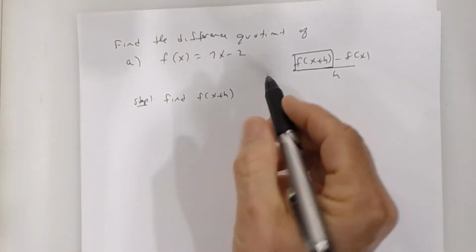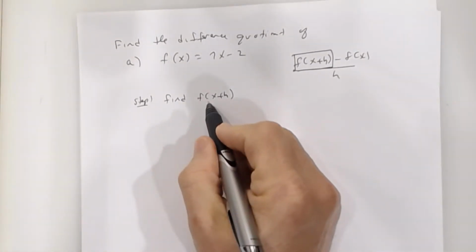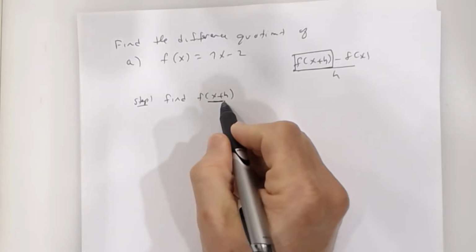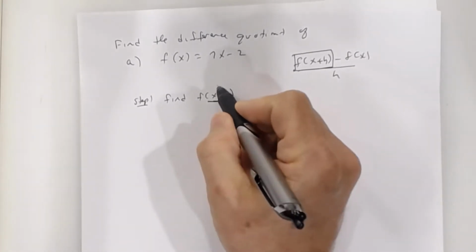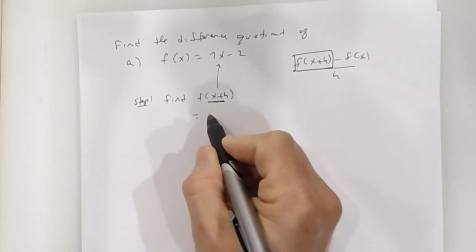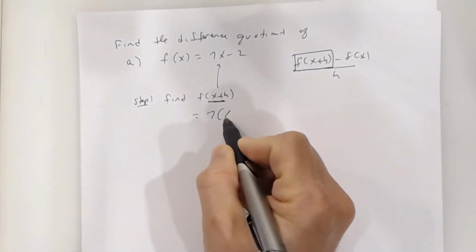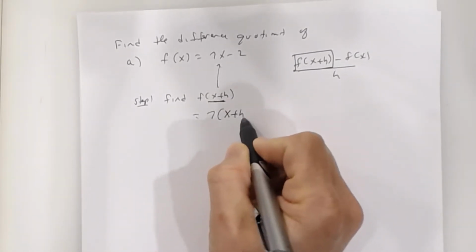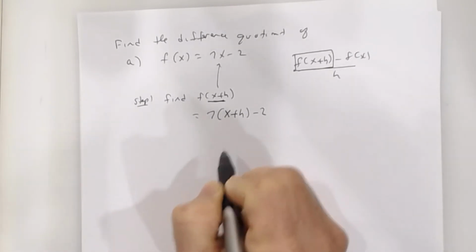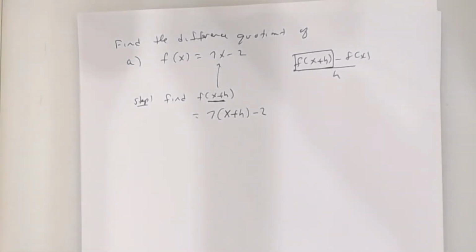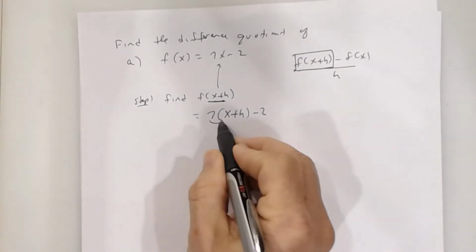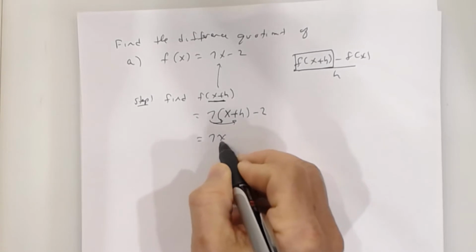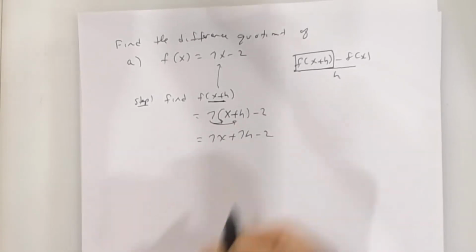All right. So remember what this means. Wherever you see the variable x, what do you substitute? X plus h. So this becomes 7 times what? X plus h minus 2. Okay? Now, this is not a binomial squared, so what's the next step? Distribute. So it becomes 7x plus 7h minus 2.